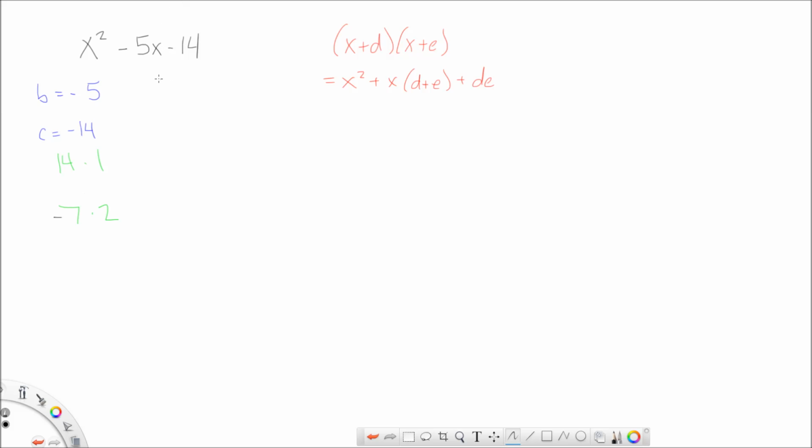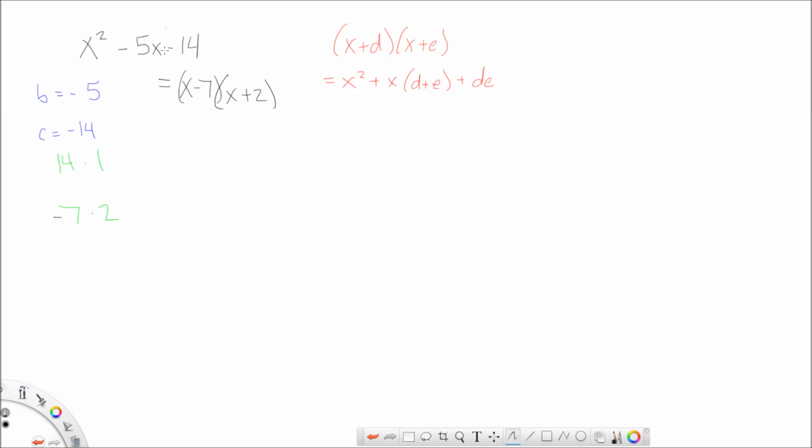So now we know our factoring is going to be an x minus 7. Alright, so we want the negative 7 and then x plus a 2. Alright, and again, if you factor or FOIL these out, you'll get back to x squared minus 5x minus 14.